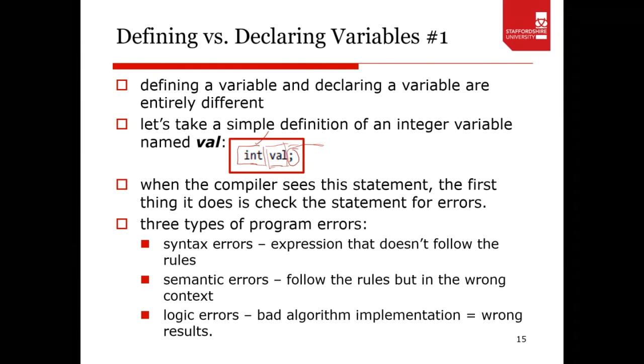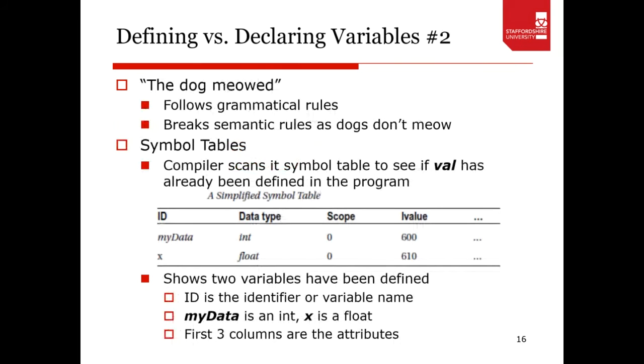Then semantic errors: they follow the rules, but they're used in the wrong context. And then there's a final one, logic errors, which are bad algorithm implementation. So there are no other errors, but it doesn't give you the desired results. That's why we use debugging to check that our program is doing what it's supposed to. For example, "The dog meowed." It does follow grammatical rules. However, semantic rules are broken because dogs can't meow, because cats meow.